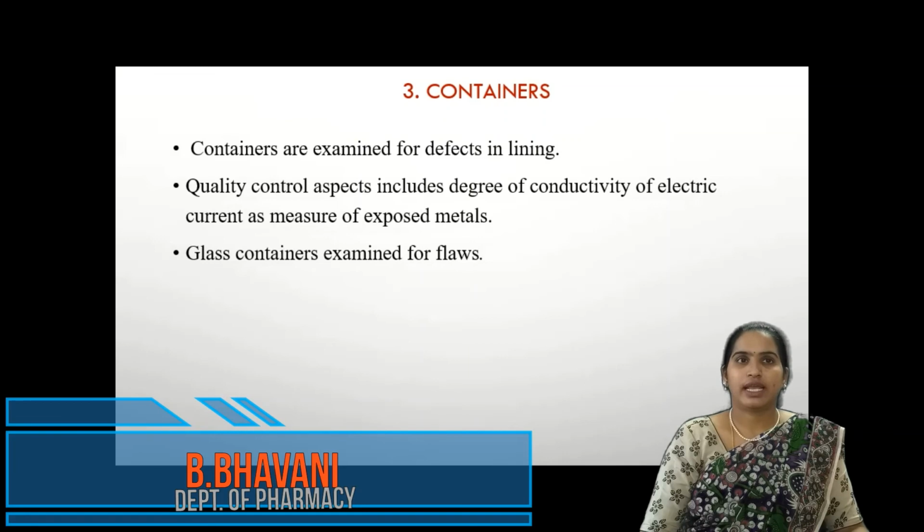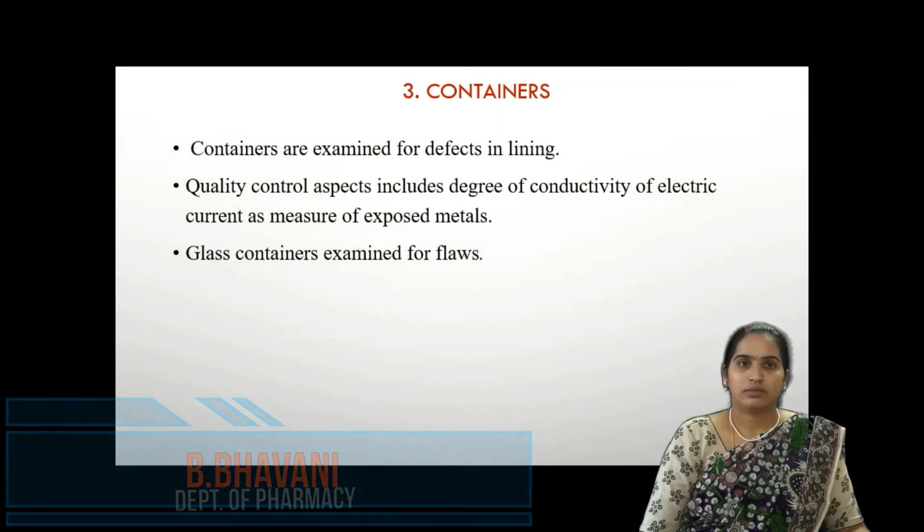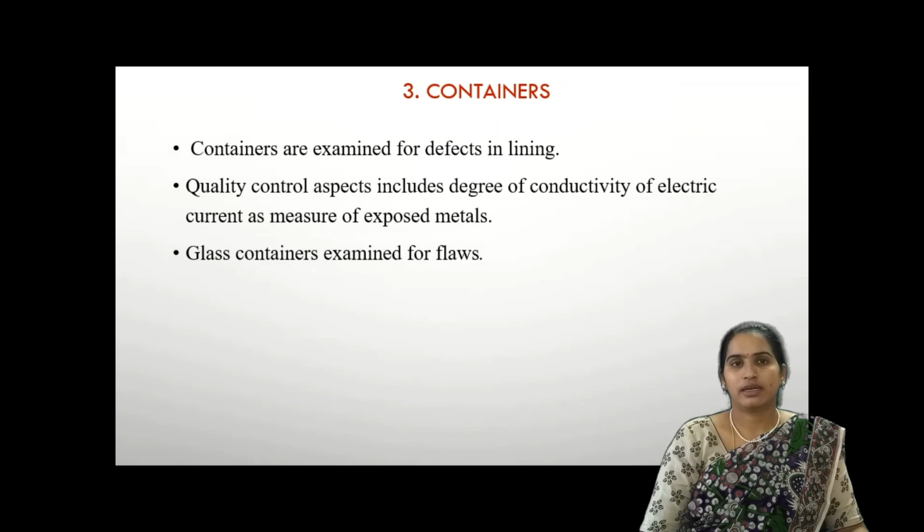Then testing of containers. Containers are examined for defects in lining, as lining is very important to protect the product concentrate from interactions with the containers. So linings are examined for any defects. And quality control aspects include degree of conductivity of electric currents as a measure of exposed metals, and glass containers are examined for flaws or cracks.